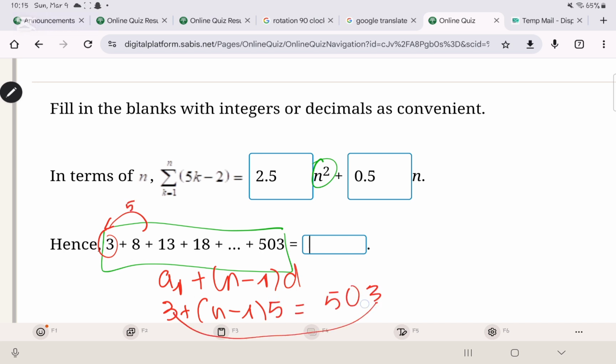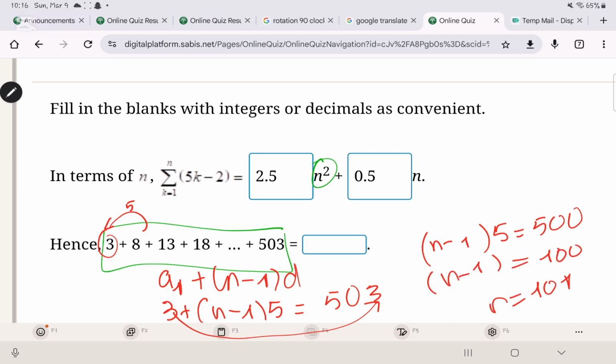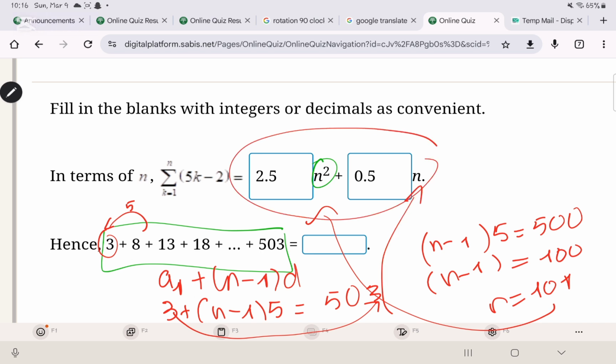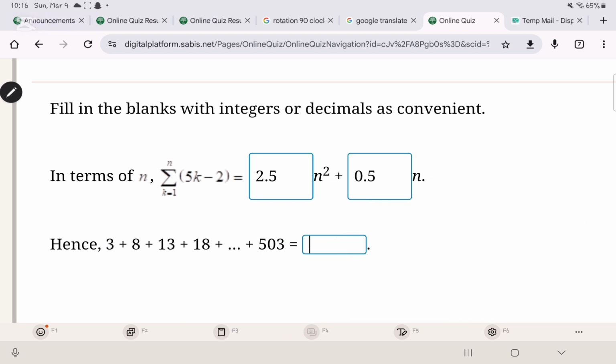Bring 3 to the other side. Okay, so then you get n minus 1 times 5 is equal to 500. So then n minus 1 is equal to 100. So then n is equal to 101. And very simply, you will substitute n in over here. You will substitute the n. And you replace it. And you will get an answer of what?